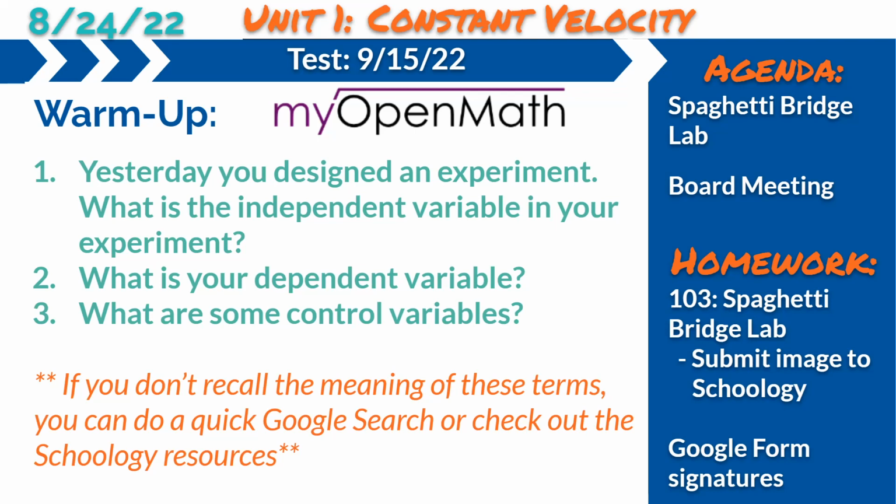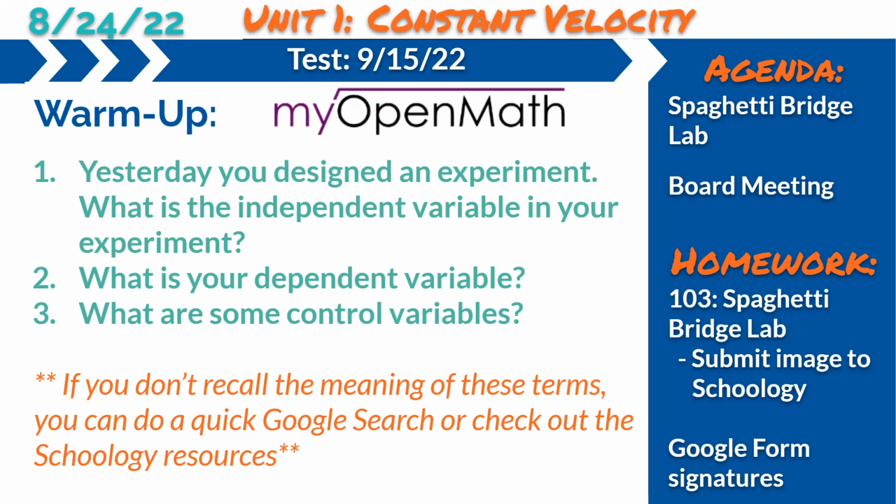You guys should have been able to answer these questions by now in My Open Math. So you should have been able to identify your independent variable, your dependent variable, and maybe some different controls. And it's going to be different for different groups because not everybody's testing the same thing. So some of you yesterday said you were going to test the number of noodles. And so if that was you, then that would be your independent variable.